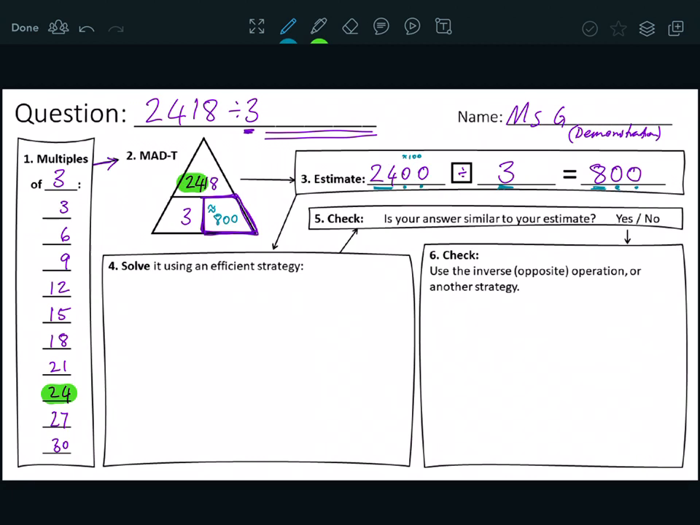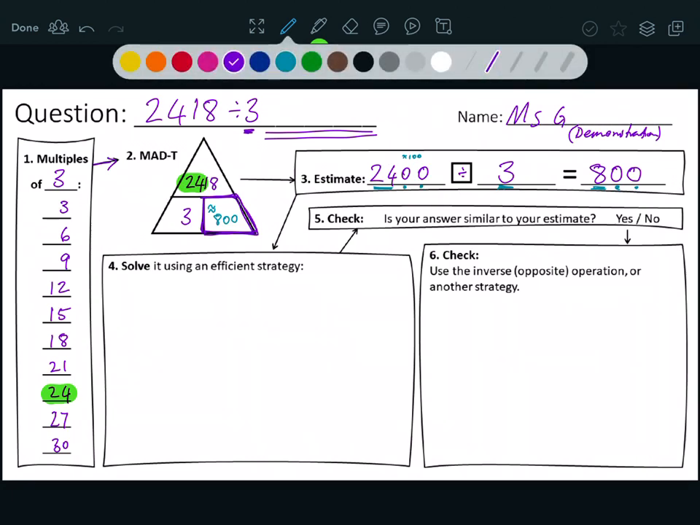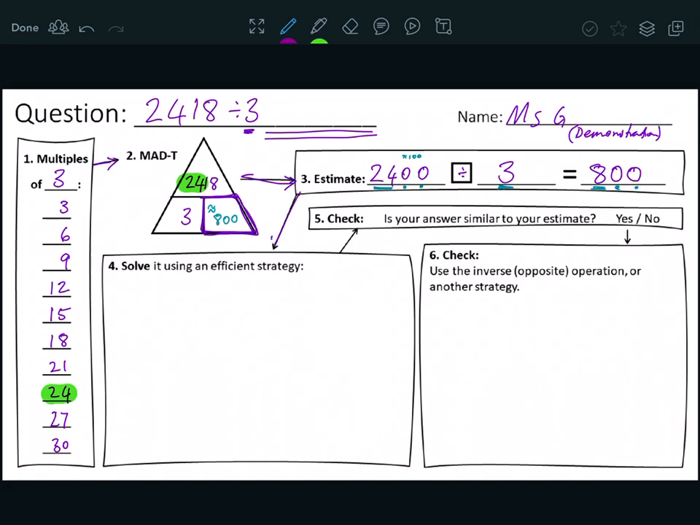All right, so I've done my MAD-T, I've done my estimate, and now I'm going down and I'm going to solve it using an efficient strategy. The strategy today is the Big 7. The reason it's called a Big 7 is we start by drawing, oopsies, I'm going to draw a Big 7 a bit better than that. We start by drawing a Big 7. It's got absolutely nothing to do with the number 7, so don't freak out about that.